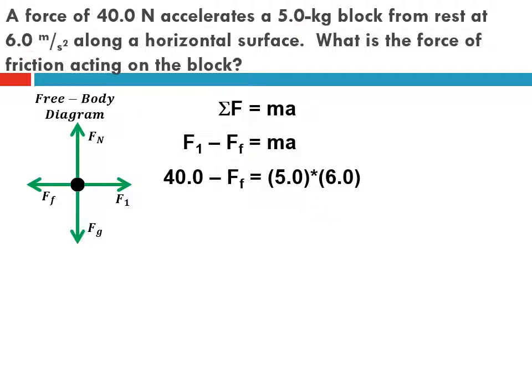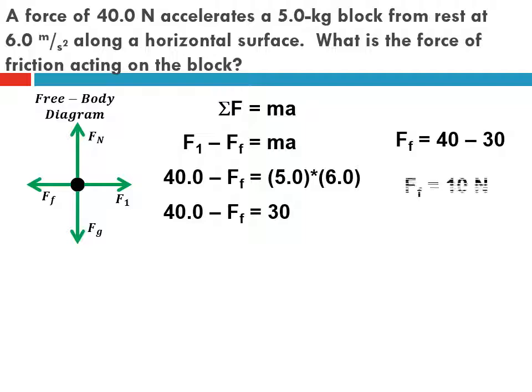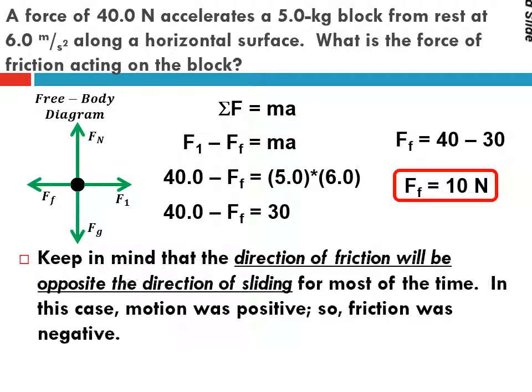So in order to find the force of friction, it's the only unknown, and we go ahead and take 5 times 6, and that gives us 30. So 40 minus the force of friction is going to be 30, and 40 minus what number would be equal to 30, and that's going to be 10. So force of friction is 40 minus 30, and that gives us 10 newtons for our force of friction. And now keep in mind that friction usually opposes the direction that it's sliding. So if we're pushing the object forward and it's sliding forward, then that means that the force of friction is going to be opposing, and it's going to be in the opposite direction.